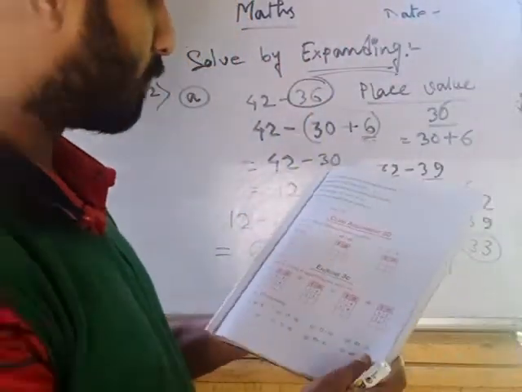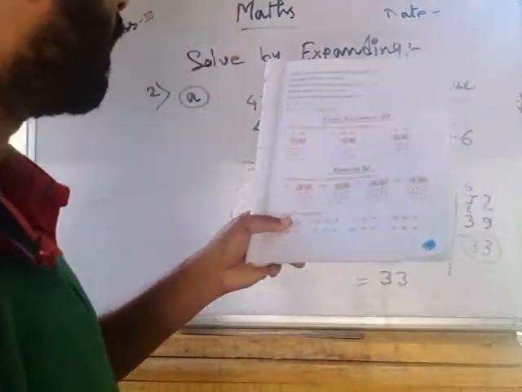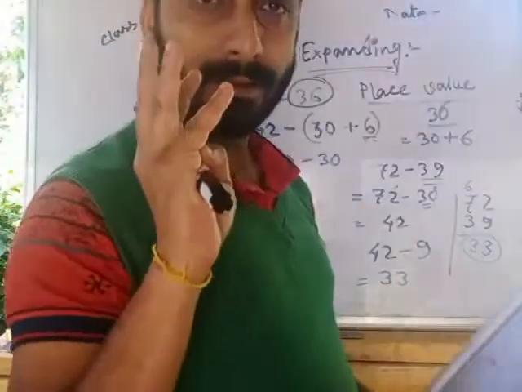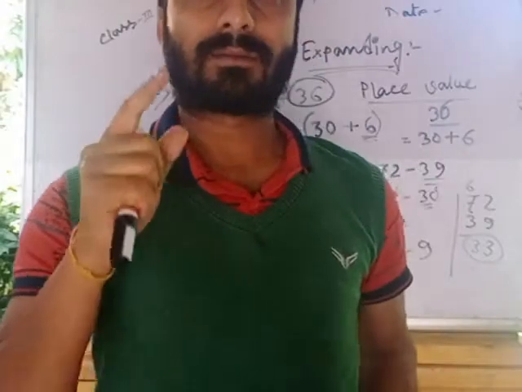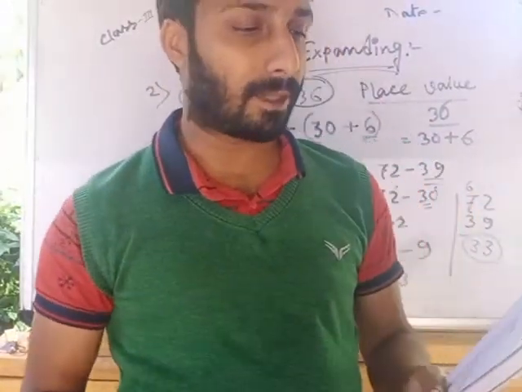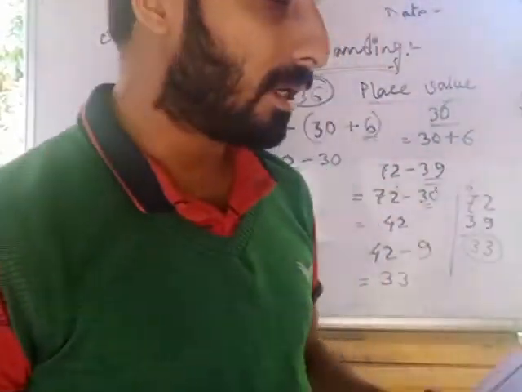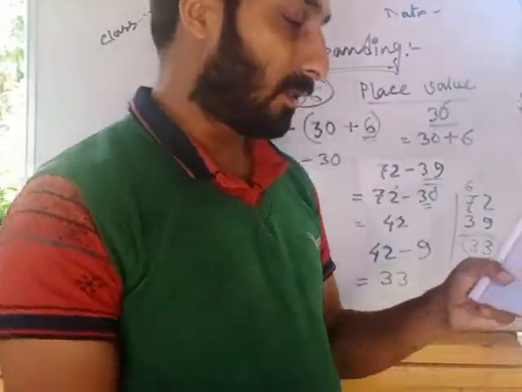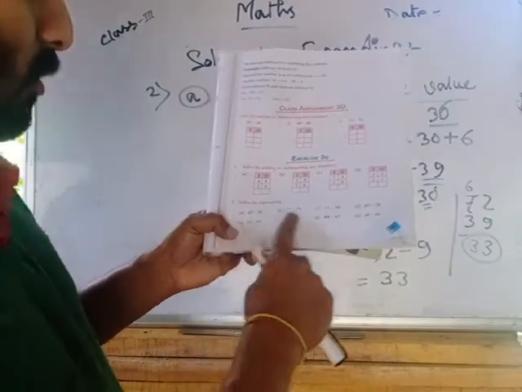Okay, there are 3 types of subtraction methods. One is adding, the second one is subtracting, and the third one is the expanding method. By expanding the number you should subtract the number. This one is okay. So you should do it properly.